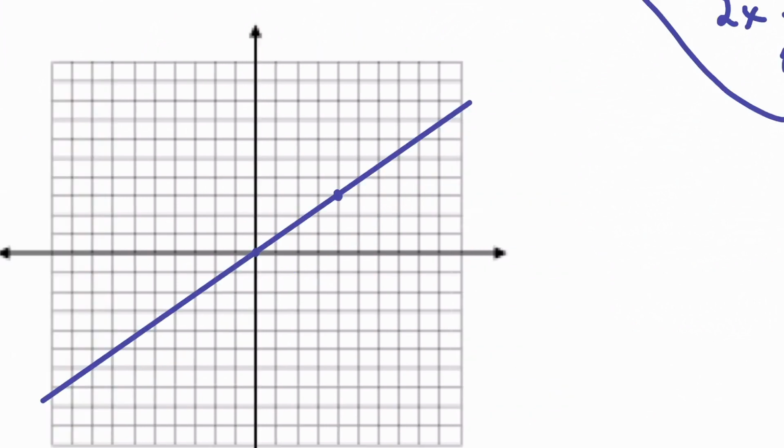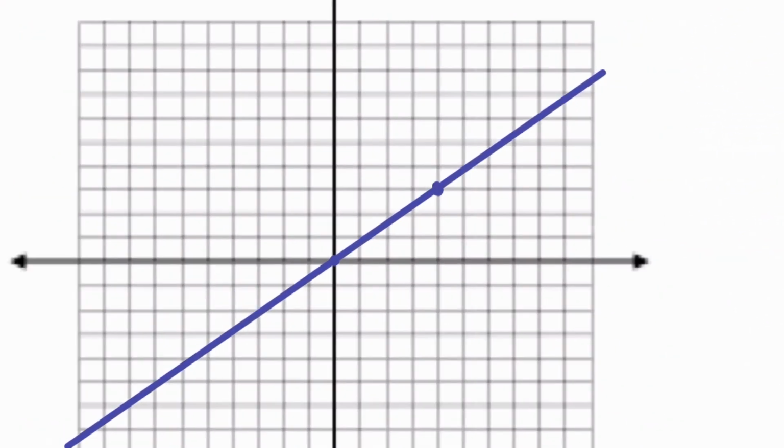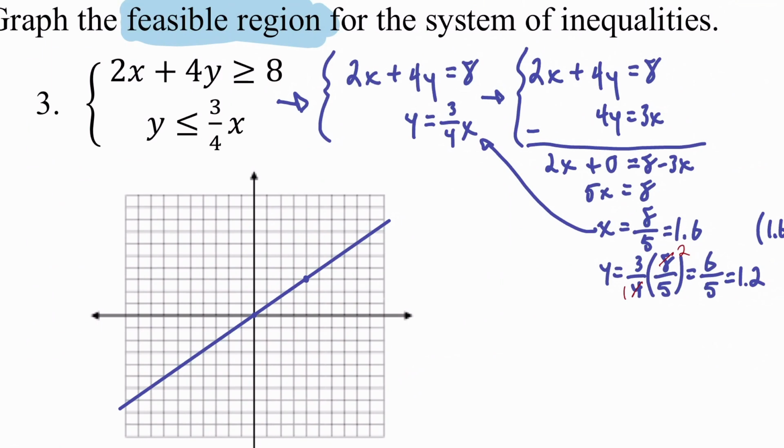Now later, the ordered pair (1.6, 1.2), which is right about there, right? That's going to be the intersection point. Okay, so just keep that in mind. Now I want to graph the other line. I'm going to take this one, copy it down here, and divide by 2 on both sides when I do that.